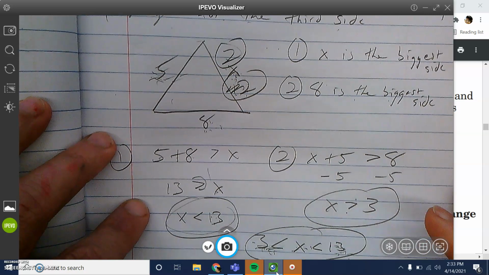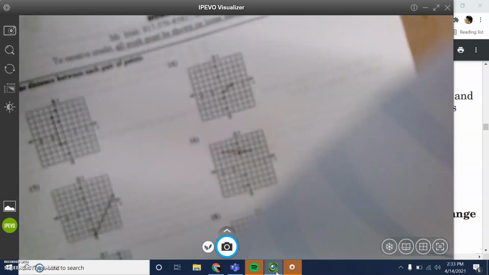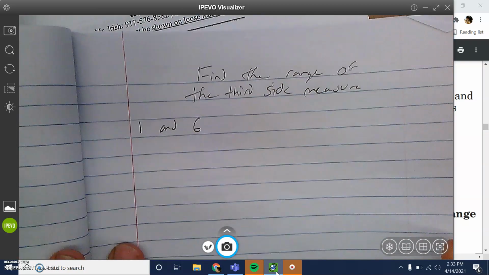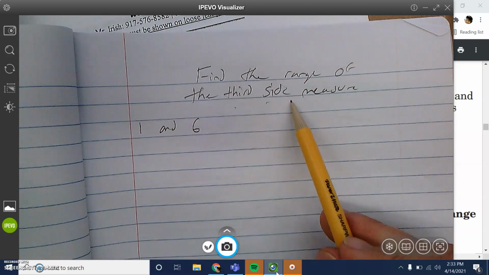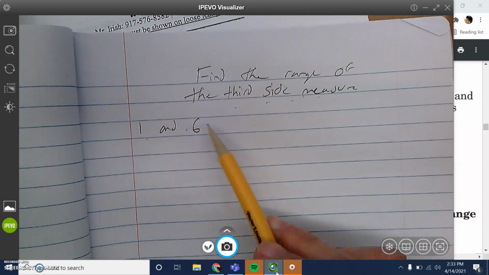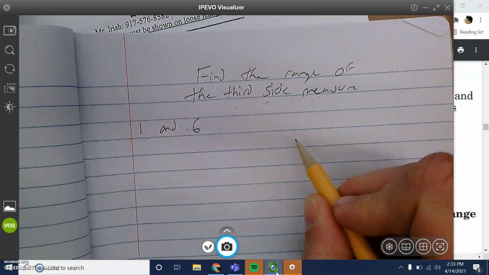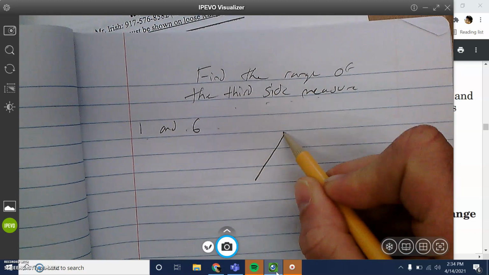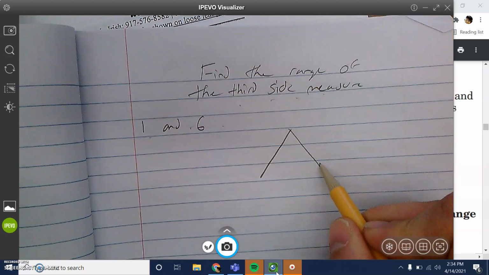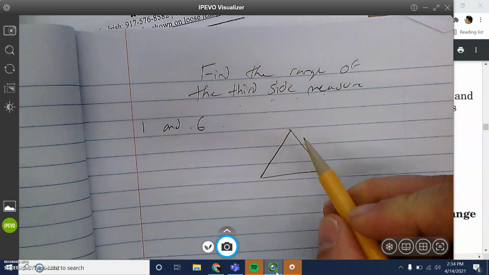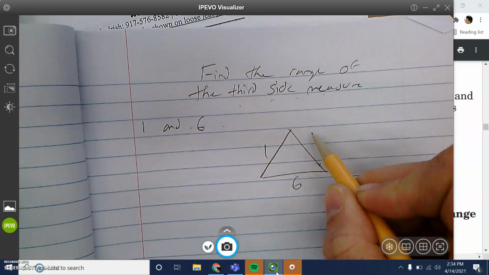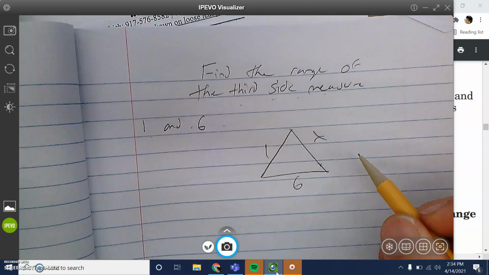All right, let's practice this again. Let's do another one. Here we go. Write this down. Find the range of the third side measure if we have 1 and 6 as the first ones. Okay. So, first things first, I'm going to draw a picture. So let's say this is 1, this is 6, this is x. Doesn't have to be drawn to scale, but you know what I'm talking about.